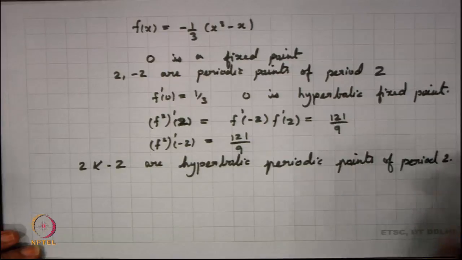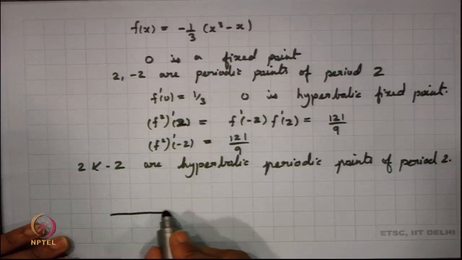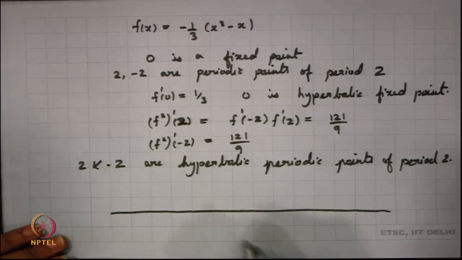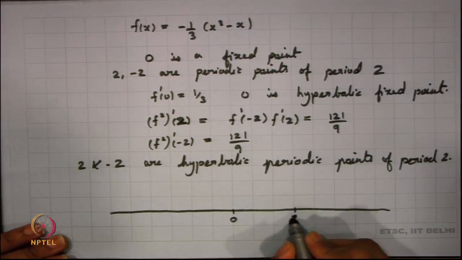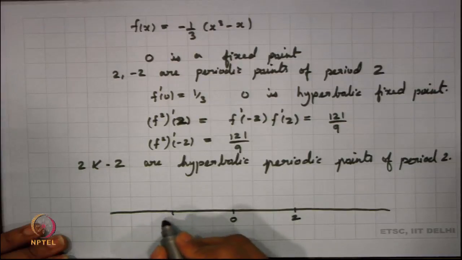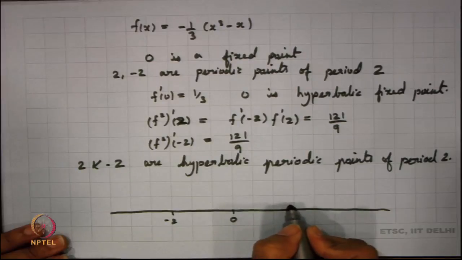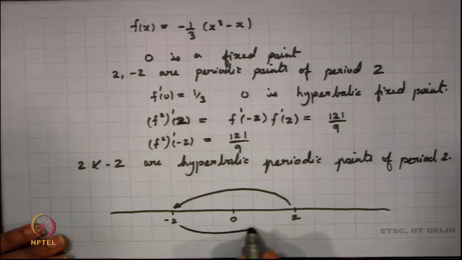We can think of drawing a phase portrait here to understand the dynamics of this particular function, and the phase portrait here is simpler. It is different than the previous case, but again my 0 remains fixed as it is. If I look into 2 and minus 2, they form a periodic orbit of period 2. So, I have 2 being mapped to minus 2 and minus 2 being mapped to 2.